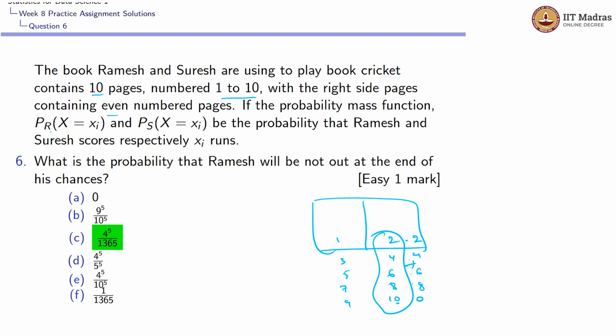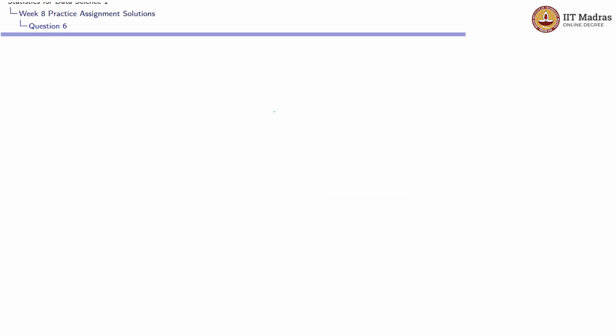The probability mass function PR of x equals xi and PS of x equals xi will be the probability that Ramesh and Suresh will score xi runs. So at the end of their chances, the probability for Ramesh scoring xi runs is PR of x equals xi. For Suresh it is PS of x equals xi. So the first question is, what is the probability that Ramesh will be not out at the end of his chances? Let us look at all the possible ways that could happen.